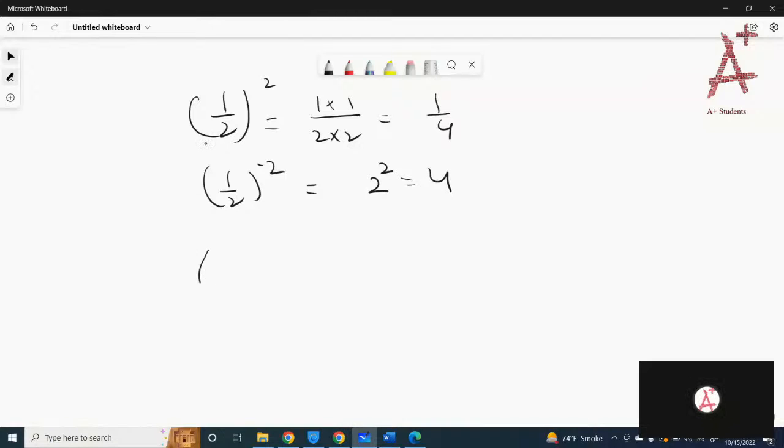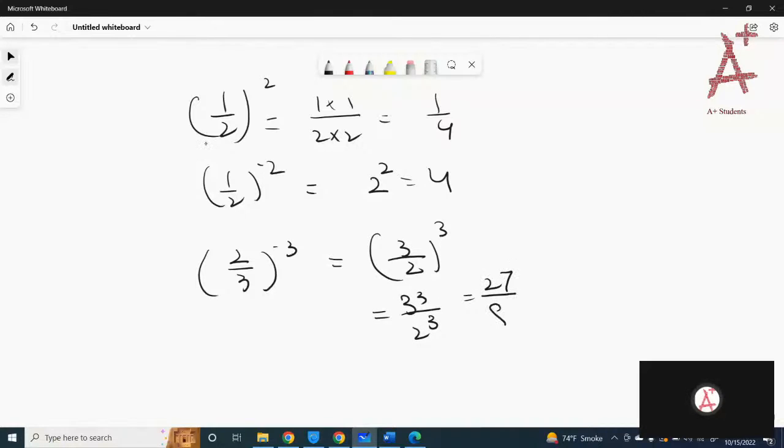Got it? Then the next one is 2 by 3 exponent negative 3. You can take the reciprocal of the fraction to make the negative power positive. It would be then 3 by 2, and power is now positive. Got it? Just calculate 3 cube over 2 cube. So 3 cube is 27, and 2 cube is 8. So it would be 27 over 8. Got it?